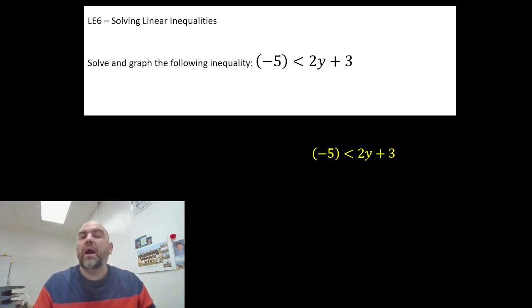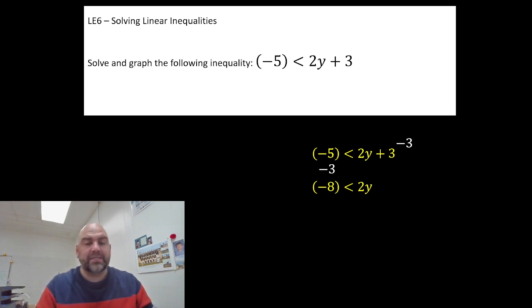Welcome back. Hopefully you're able to come up with an answer for this one. This question here has a coefficient in front of the y, so we're going to have to remove that, but let's do that a little bit later. Let's start by removing the 3. Okay, so we're adding 3 on the right hand side, so the opposite of that would be to subtract 3, and when we do that, -5 minus 3 is -8, is less than 2y.